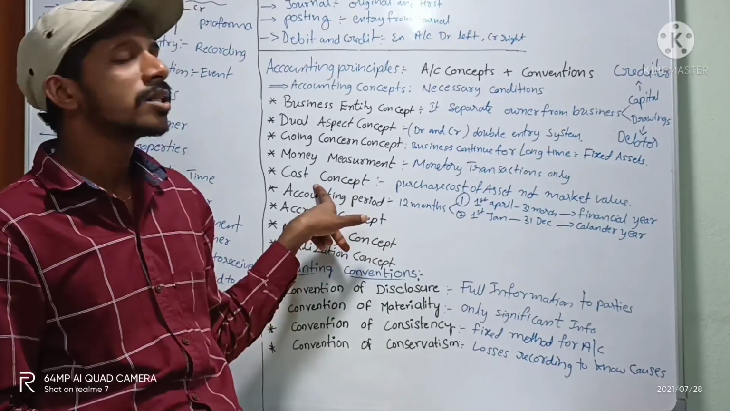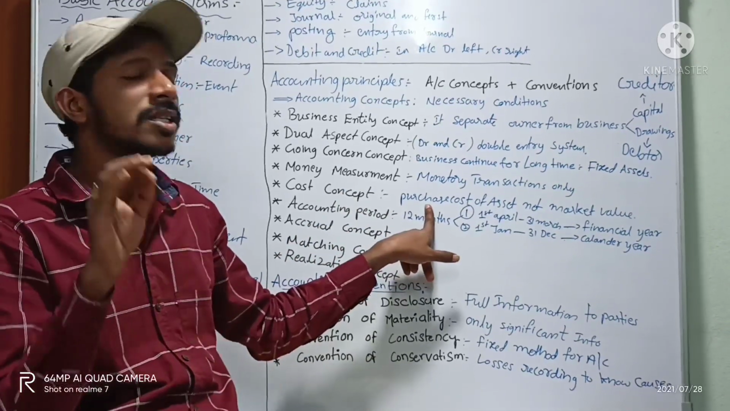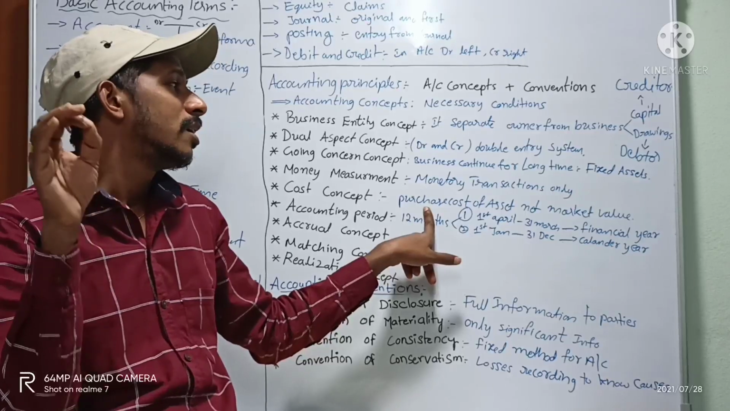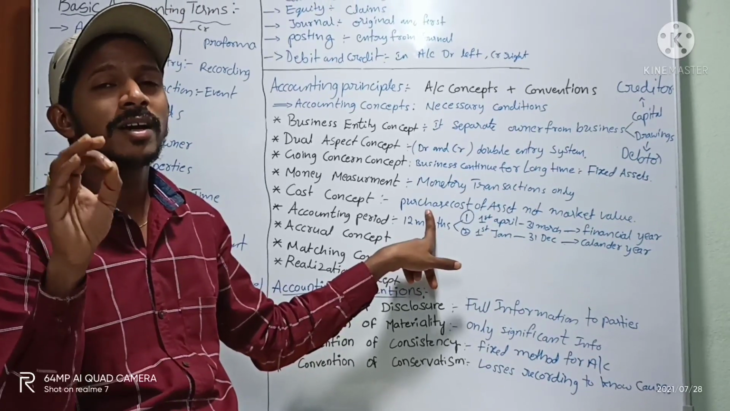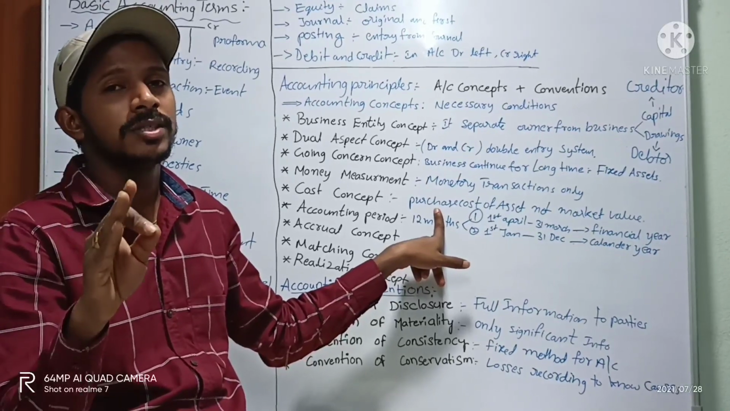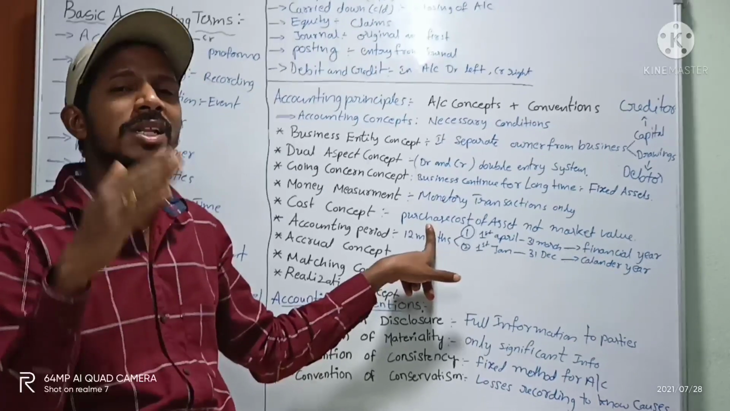Next one, cost concept. Cost concept means here we are recording the purchase cost of the asset. We are recording the purchase cost, starting with how much we purchased it for, because the asset value in the market will change.